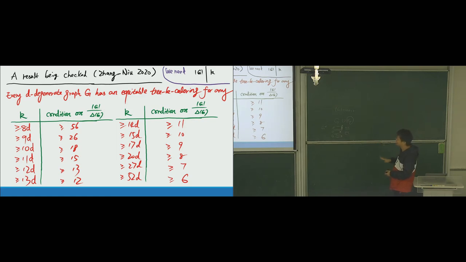But here, I'm not very happy with this result, because we need this condition. That means we just assume that the number of vertices in G is divisible by K. If G is not divisible by K, I don't know how to think. So I'm not happy with this condition.